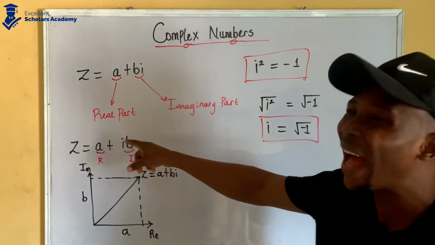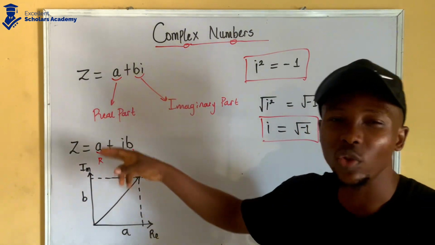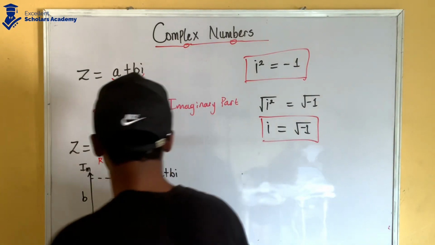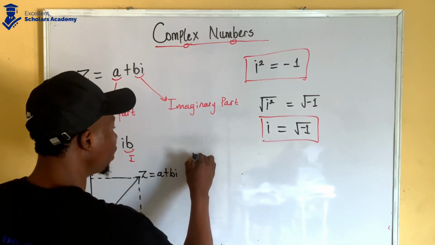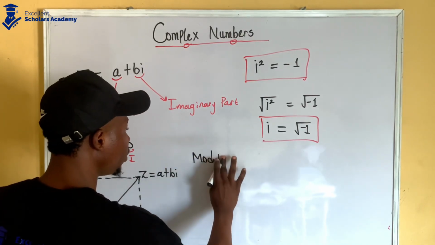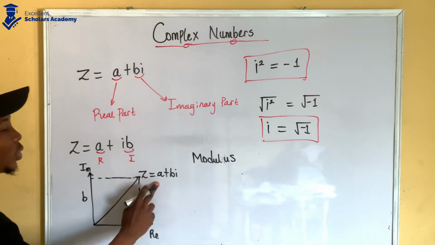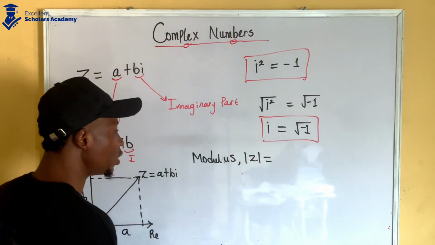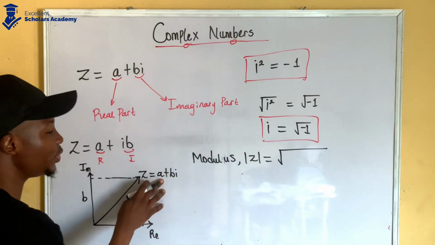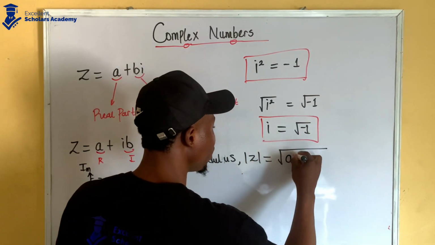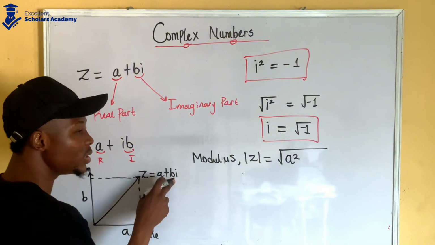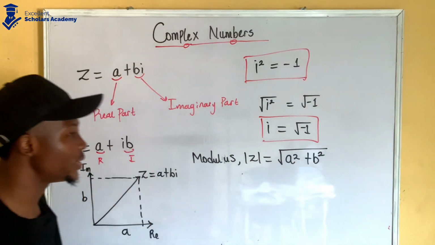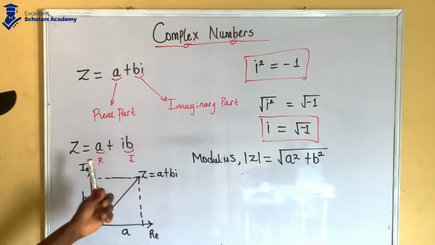Now, we have the modulus of a complex number, and we also have the conjugate of a complex number. Let's say I want to find the modulus of this complex number. The modulus of this complex number is going to be equal to the square root of the real part squared, that's A squared, plus the imaginary part squared, that's B squared. So this is going to be the modulus of this complex number.